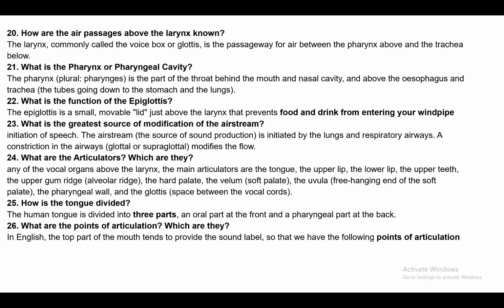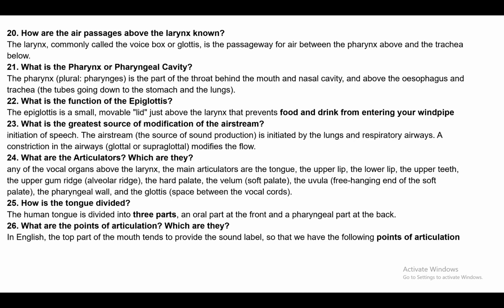22. What is the function of the epiglottis? The epiglottis is a small movable lid just above the larynx that prevents food and drink from entering the windpipe. 23. What is the greatest source of modification of the airstream? Initiation of speech. The airstream, the source of sound production, is initiated by the lungs and respiratory airways. A constriction in the airways, glottal or supraglottal, modifies the flow.